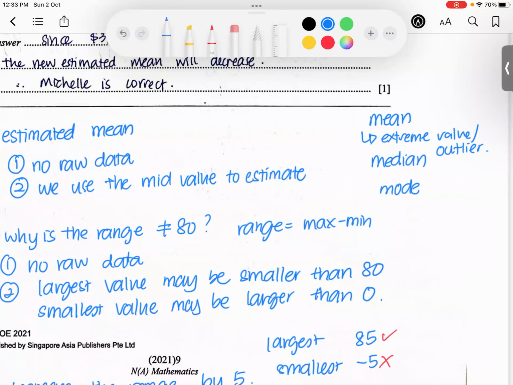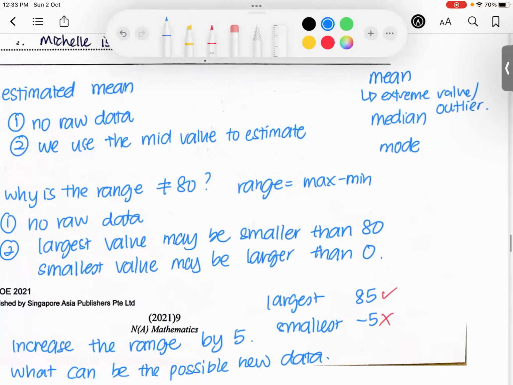Then what do you need to do? You need to use the median. Right, then try not to use the mode.